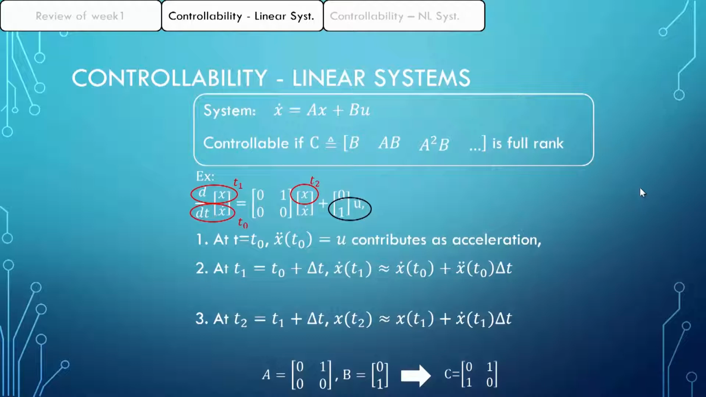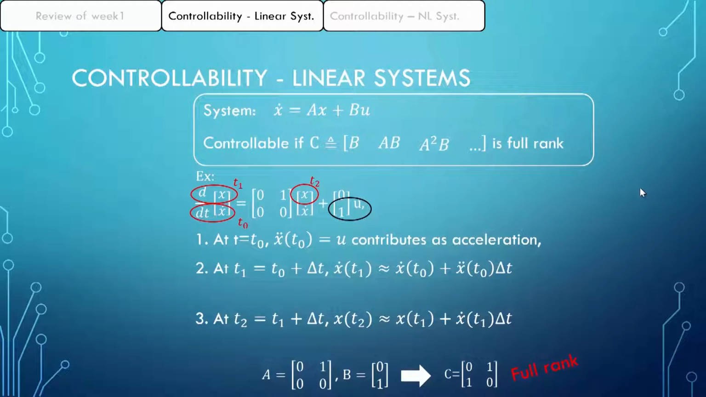But here is a more systematic way to verify the controllability. But here is the background.